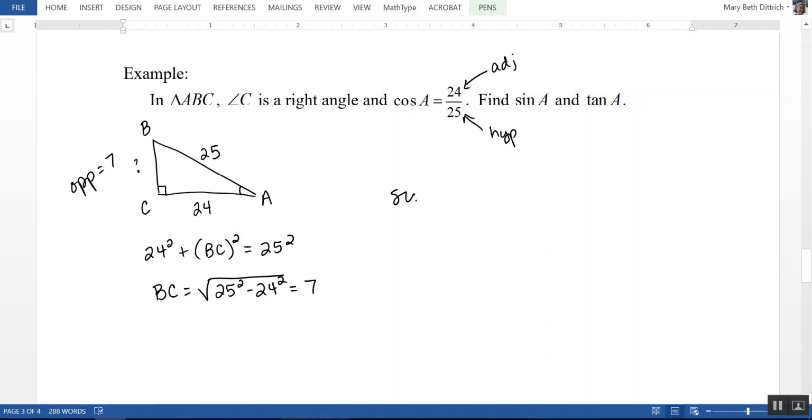So the sine of angle A is going to be opposite over hypotenuse, or 7 over 25, and the tangent of A is going to be opposite over adjacent, or 7 over 24.